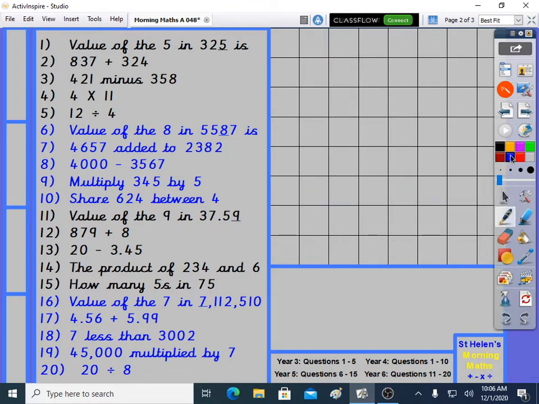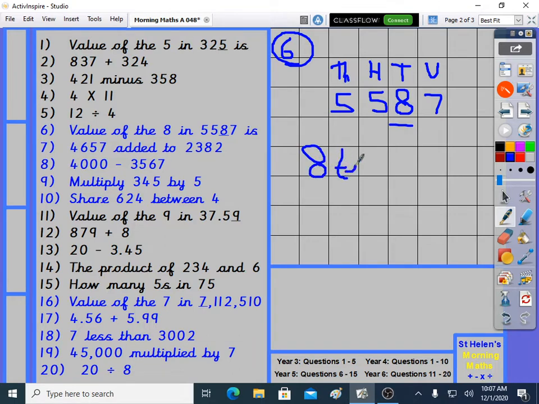Okay, let's go with question 6. What's this one? Value of the 8 in 5,587. Value of the 8 in 5, 5, 8, 7. It's in this column here, not the units, but the tens, not the hundreds, not the thousands. So it's worth 8 tens. We can write 8 tens. That's correct. We could also write 8 times 10, which is 80, because 8 tens is, of course, 80. There's the answer. 2 answers, which are worth the same. 8 tens, which is worth 80. And we're straight away on question 7.